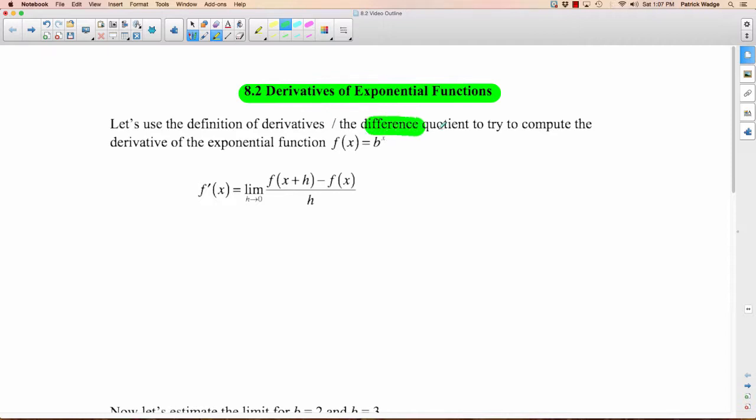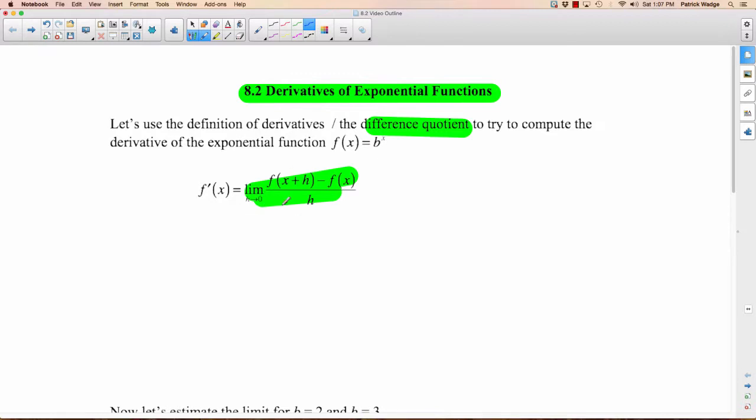So do you remember this difference quotient? This is it right here. All this is the difference quotient. I'm sure you're having flashbacks to chapter 1 and you're probably feeling a little bit queasy in your stomach. Don't worry, we're not going to use this a lot. In fact, we're just going to use this one time right now.